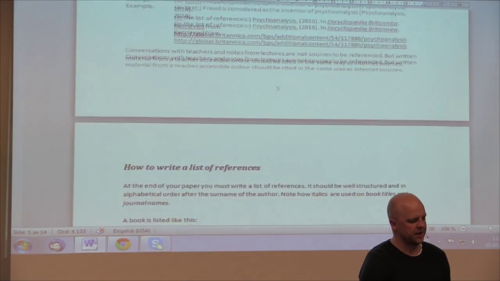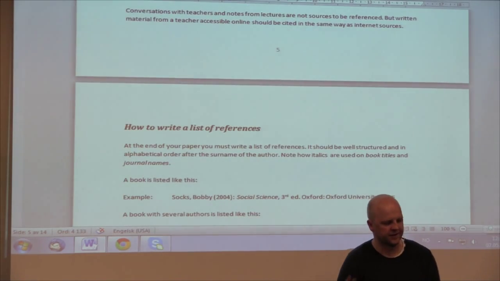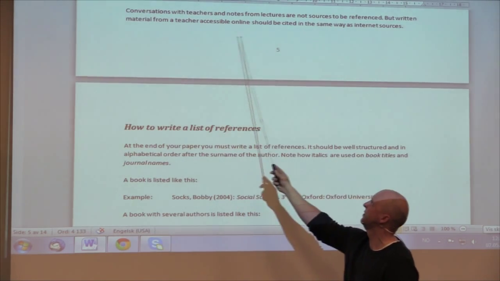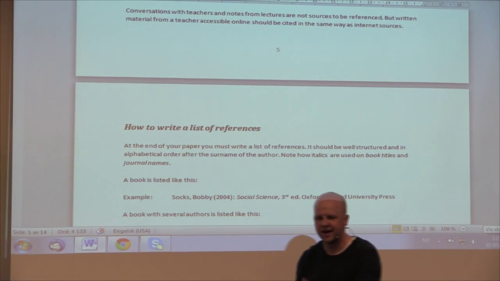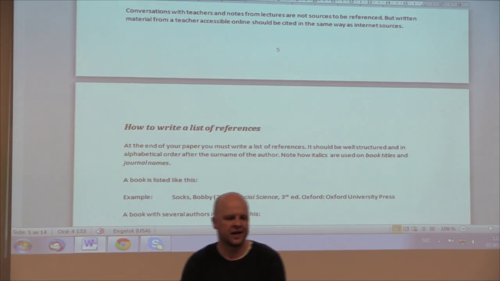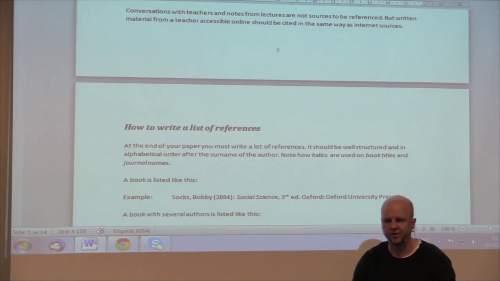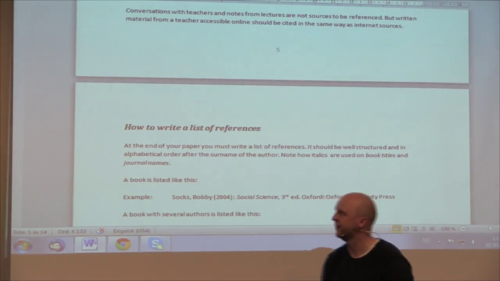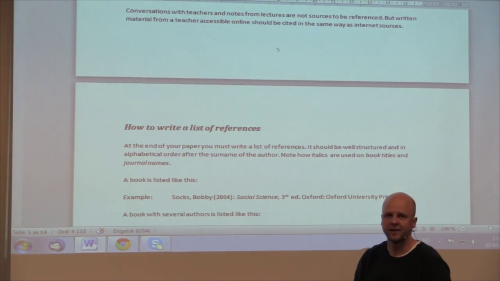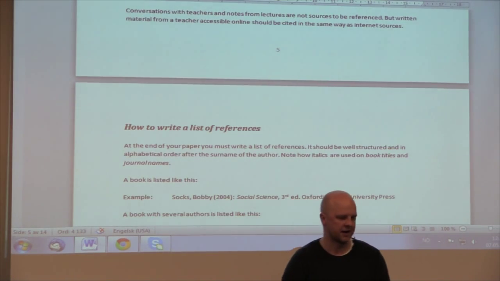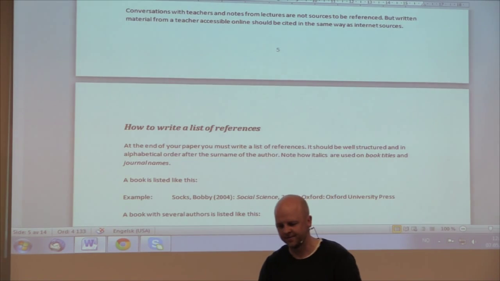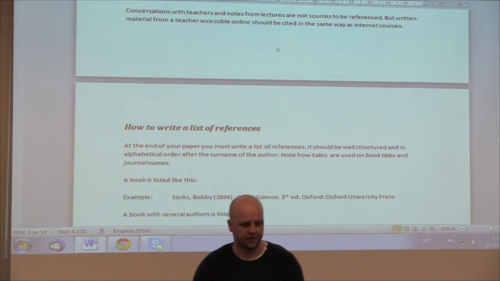People will have different opinions on this, but we have decided to give this advice to our students: if you have conversations with teachers or they hand out notes in the class, you don't have to put that up as a reference. But if they've put in the written material, usually a class fronter, then you should do it in the normal way, where you write the name of the teacher, the year, and then the date or the online address for fronter.